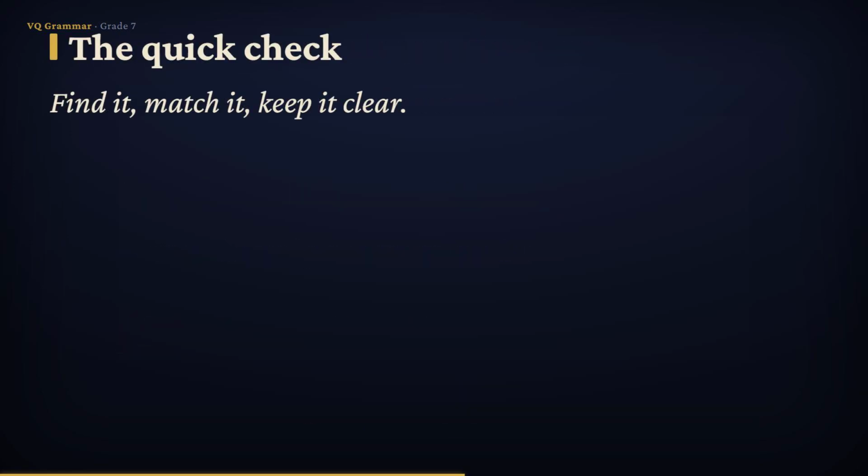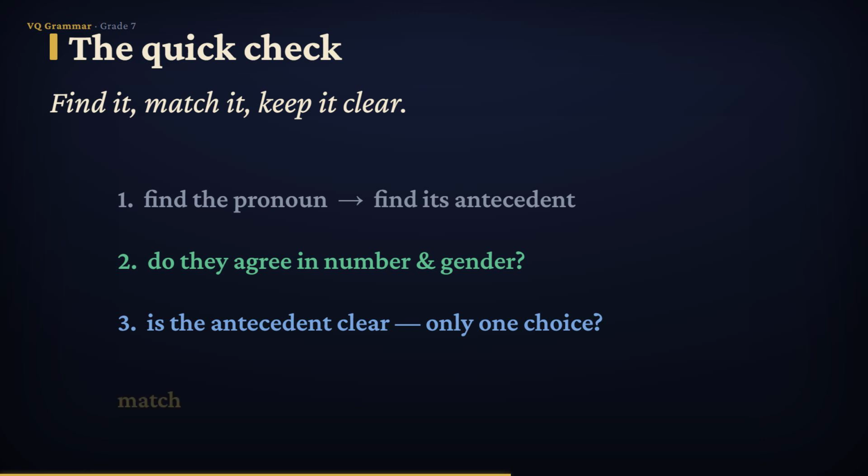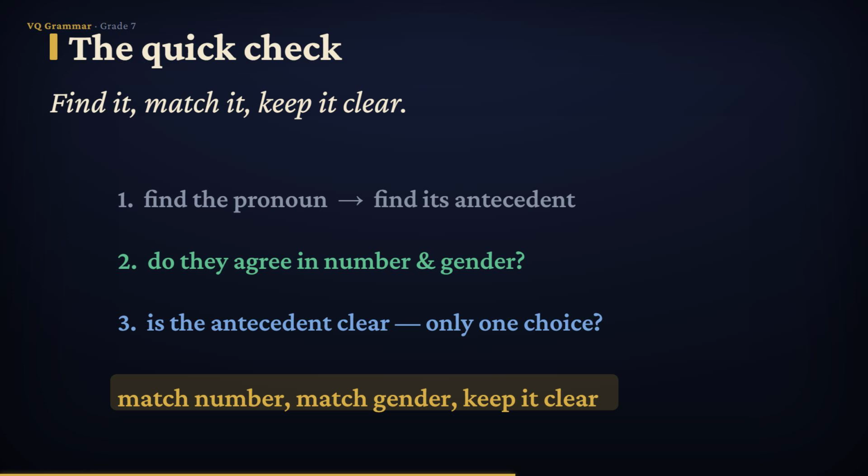Let's turn all of this into a quick check you can run on any pronoun. Step 1. Find the pronoun. Then find the antecedent it points back to. Step 2. Do they agree in number and gender? One matching one, and the right he, she, or it? Step 3. Is that antecedent clear with only one noun it could possibly mean? Match the number, match the gender, and keep the reference clear. Do those three things and your pronouns will always land. Let's practice together.